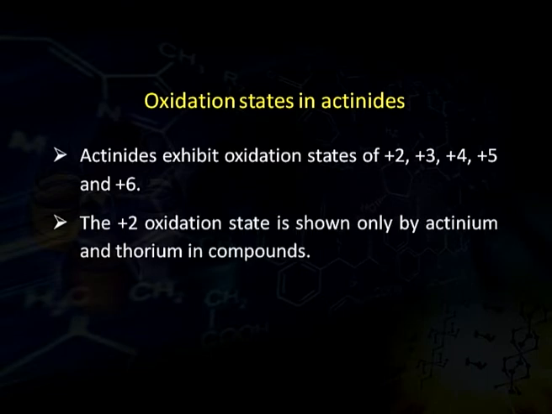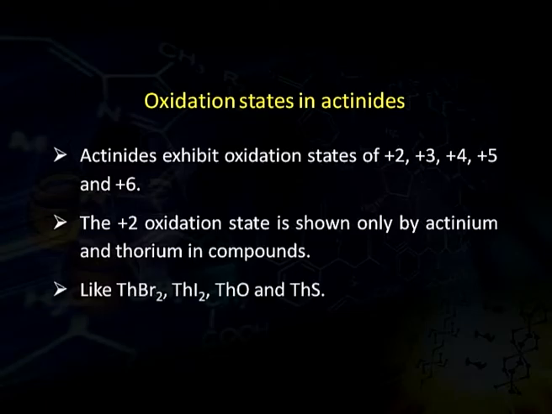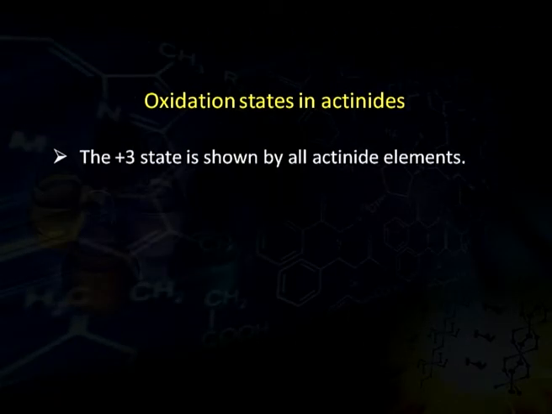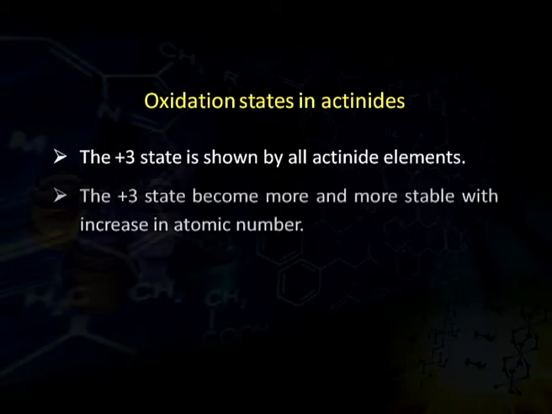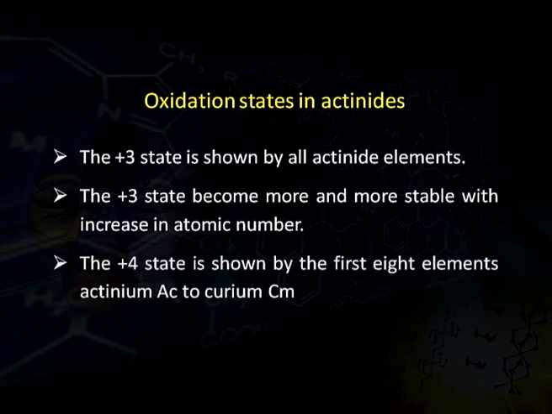The +2 oxidation state is shown only by actinium and thorium in compounds like thorium bromide, thorium iodide, thorium oxide and thorium sulphide. All these have the +2 oxidation state. The +3 state is shown by all actinide elements, and it is similar to the behavior shown by the lanthanide elements. The +3 state becomes more and more stable with increase in atomic number.